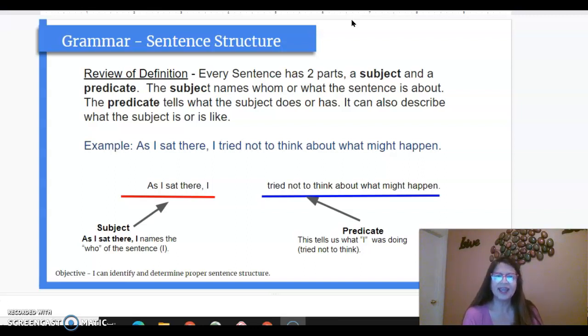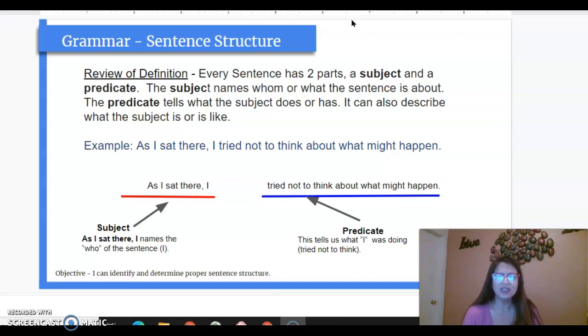So look here at this example that I have right here in blue. As I sat there, I tried not to think about what might happen. Let's look at this sentence carefully. Let's think first of the subject. The subject, remember, is going to tell us who the sentence is about. As I sat there, I tried not to think about what might happen. This sentence mentions I, and I think the sentence is about I.